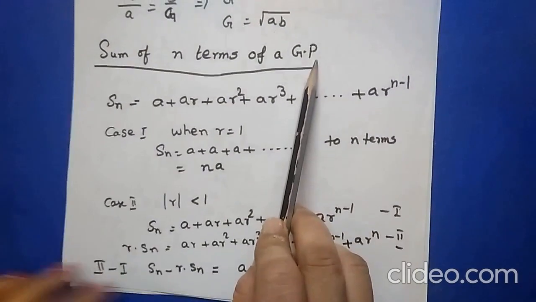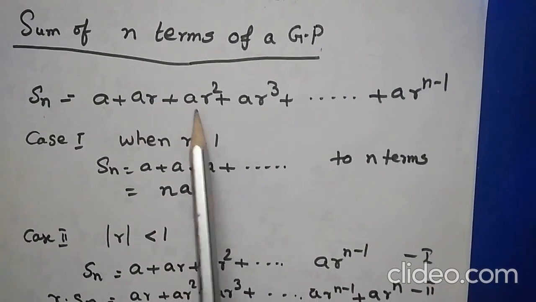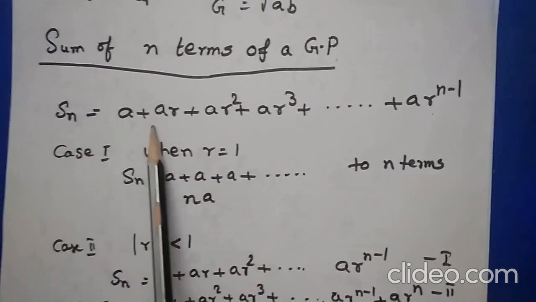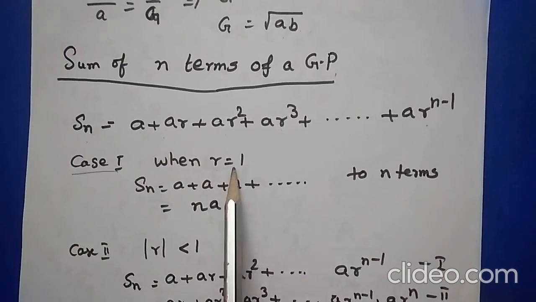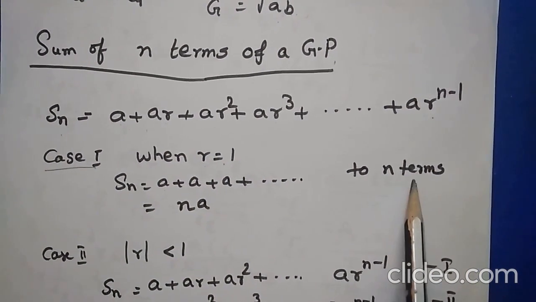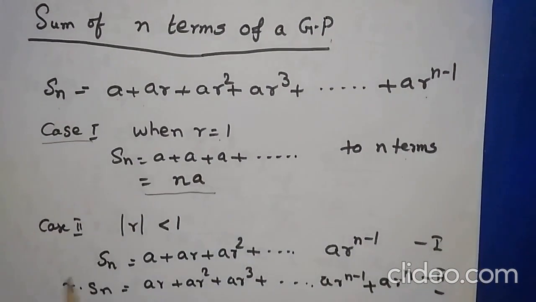Now come to the sum of n terms of a GP. Sn is the first term a plus the second term plus the third term plus the fourth term, and so on, up to the nth term. Now case 1: when r is equal to 1, what does it become? a plus a to n terms. So the answer is na.